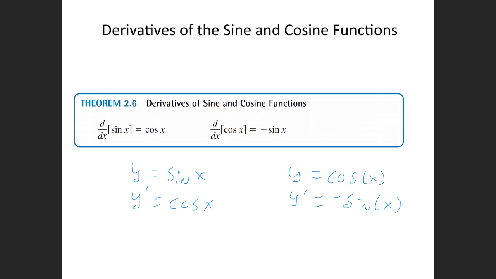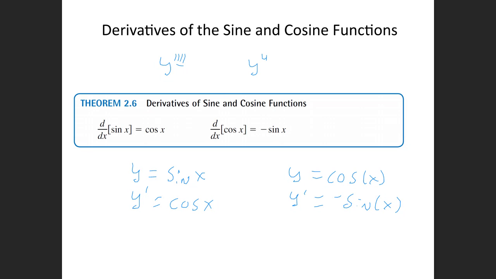Now, what do you think this means? Y to the 1, 2, 3, 4. What do you think that means? It means the 4th derivative. Okay? Sometimes they'll write it this way. Sometimes they'll write it like this. But most of the times they'll do it like this.